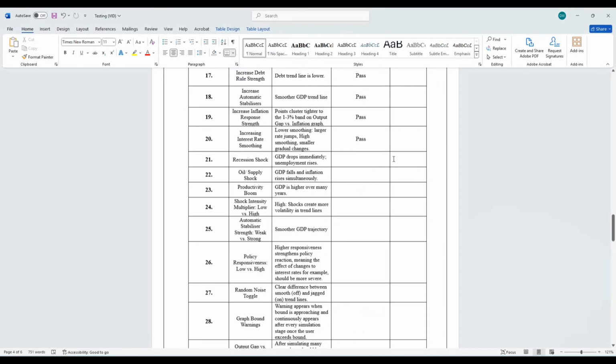So moving on to the scenario preset shocks, we have three preset shocks: recession shock, oil supply shock, and productivity boom. We'll be carrying out these three tests within the same testing criteria period. So for the first shock test, which is a recession shock, we should see an immediate GDP decrease and a rise in unemployment over that period. Oil supply shock, immediate GDP decrease and inflation rise simultaneously. For a productivity boom, which takes around 10 to 20 years for the boom to kick in, we should see over time an increase in GDP.